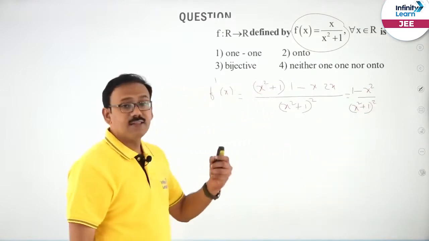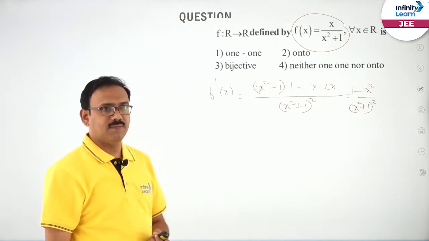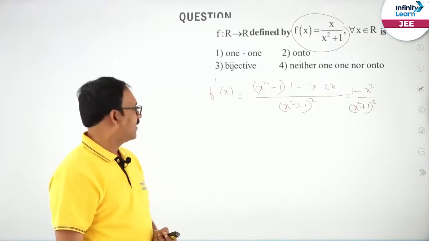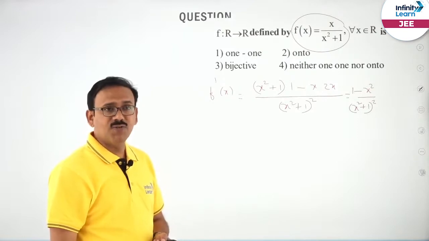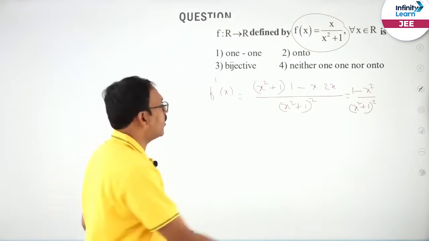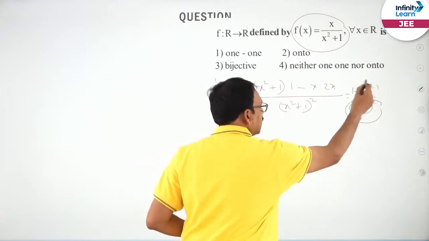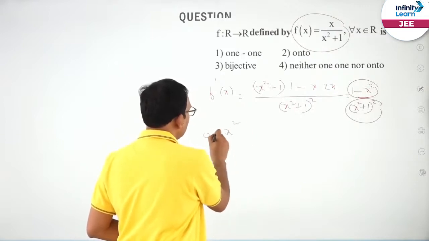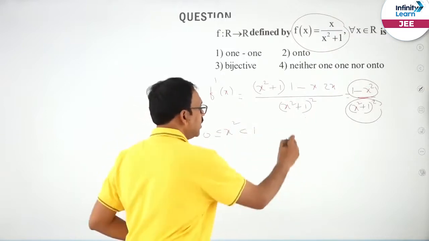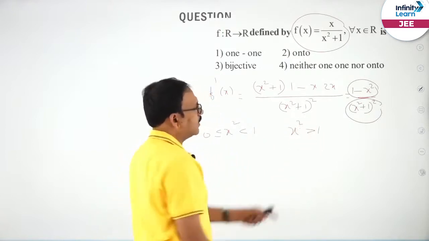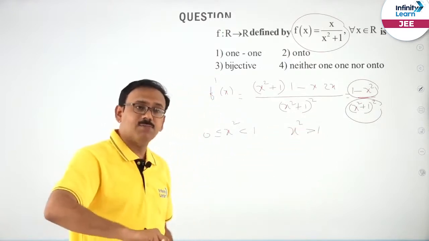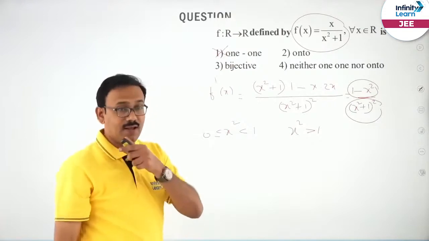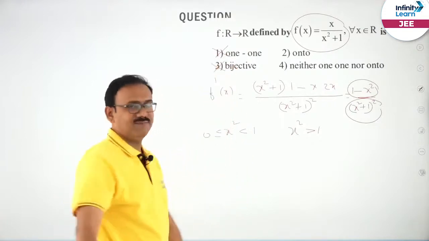Can I say that the derivative is always positive or always negative? No, because the denominator is always positive, whereas for 1 minus x^2, if the x^2 value is between 0 and 1, this is positive, and if the x^2 value is more than 1, it is negative. So, the derivative is sometimes positive, sometimes negative, in the sense it can never be 1-1. It is not 1-1, and hence it is not a bijection, right, fine.